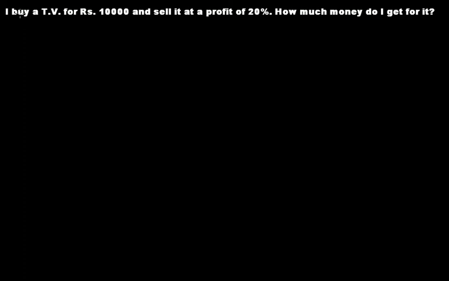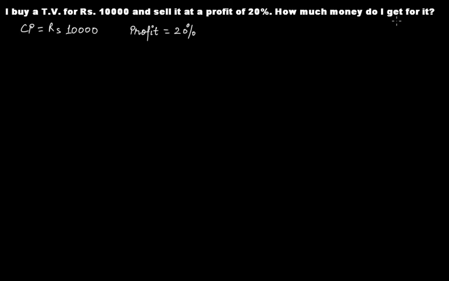So we have a problem here. I buy a TV for rupees 10,000 and sell it at a profit of 20%. How much money do I get for it? So the cost price is what? Cost price is rupees 10,000. This is the cost price at which I bought this TV and sell it at a profit of, so this is the profit that is given in percentage, that is 20%.